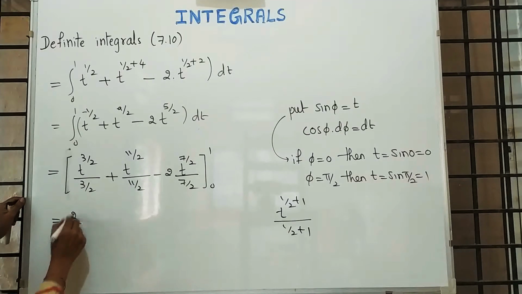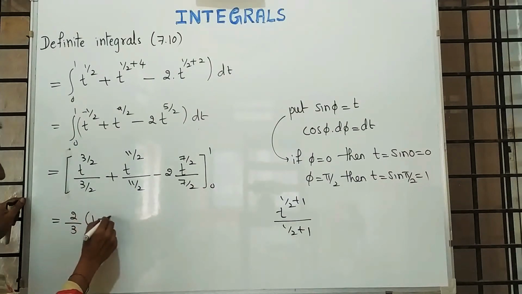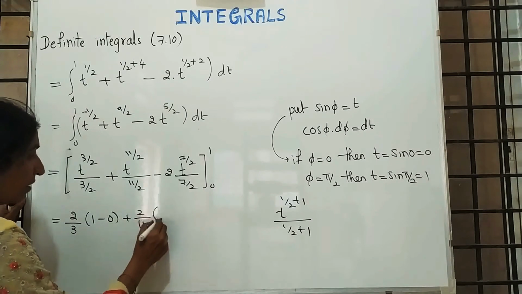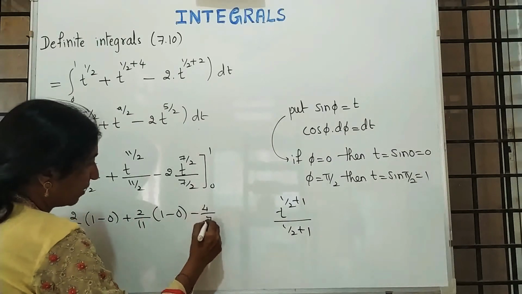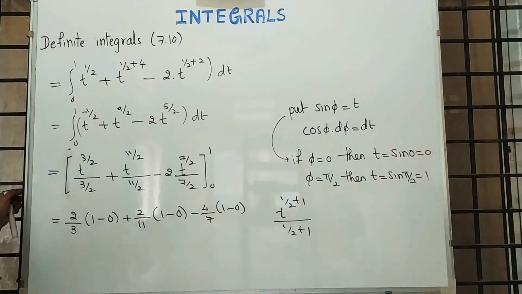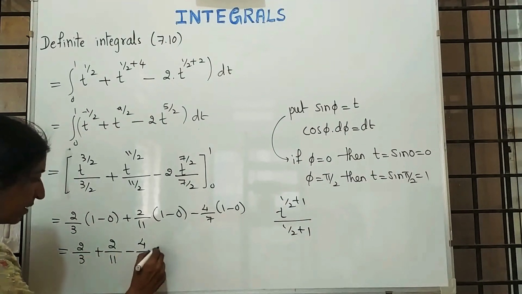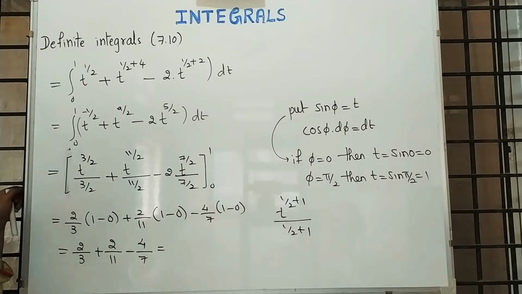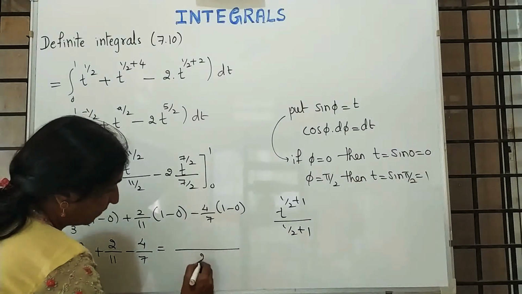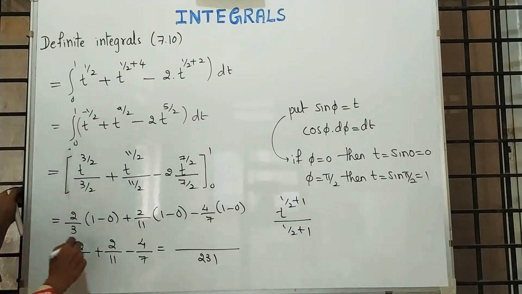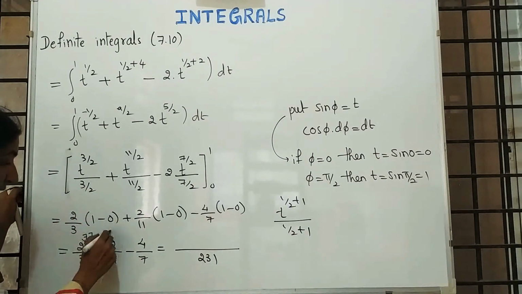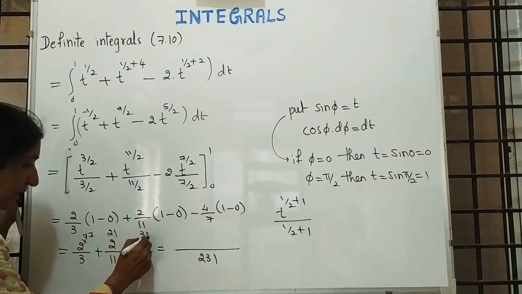This is 2 by 3, since 3 by 2 goes up. 1 raised to anything is 1, plus 2 by 11 into 1 minus 0, minus 4 by 7 into 1 minus 0, because 1 raised to anything is 1. So 2 by 3 plus 2 by 11 minus 4 by 7. My LCM is 3 into 11, 33, 33 into 7. So what is the LCM? LCM is 231. 3 is multiplied with 77, 11 is multiplied with 21, and 7 is multiplied with 33.